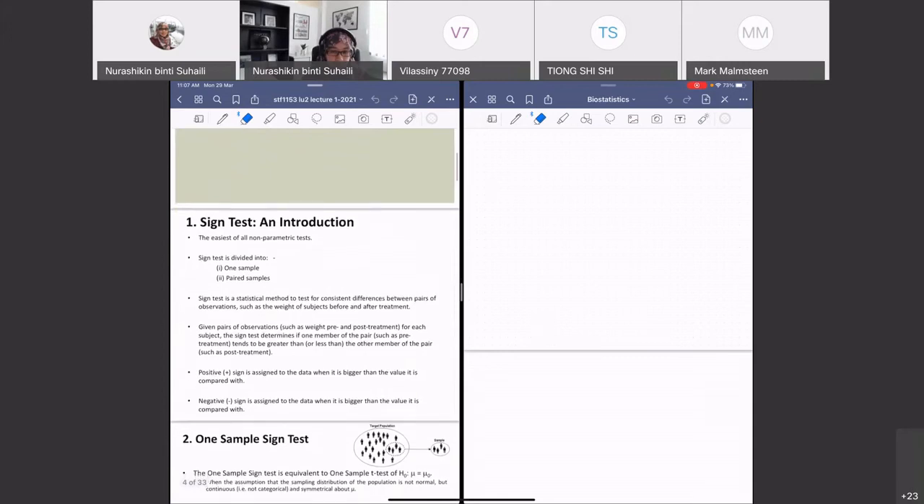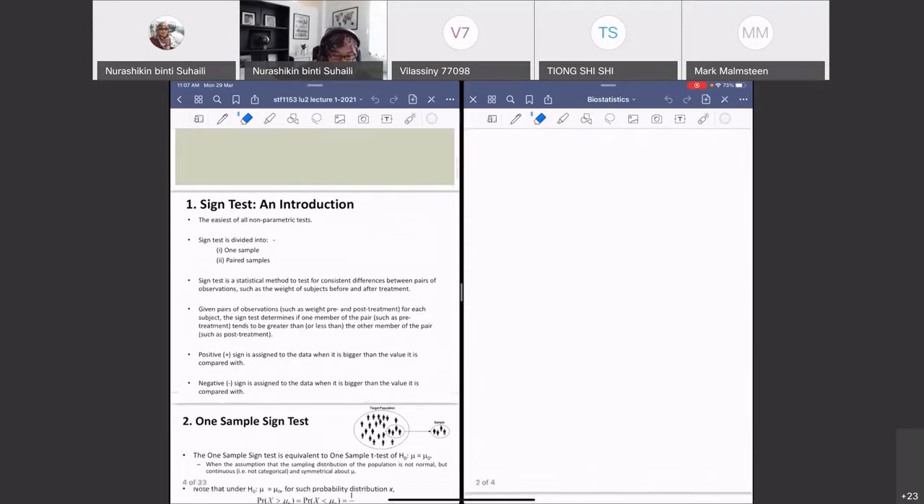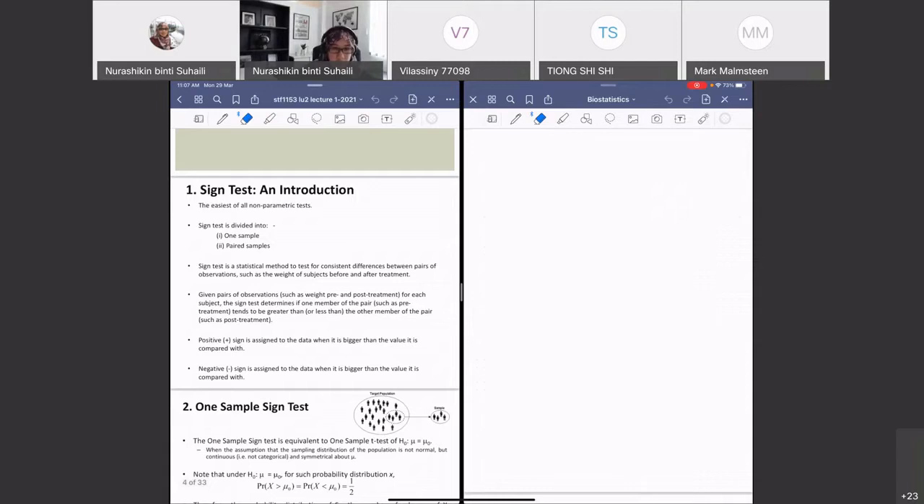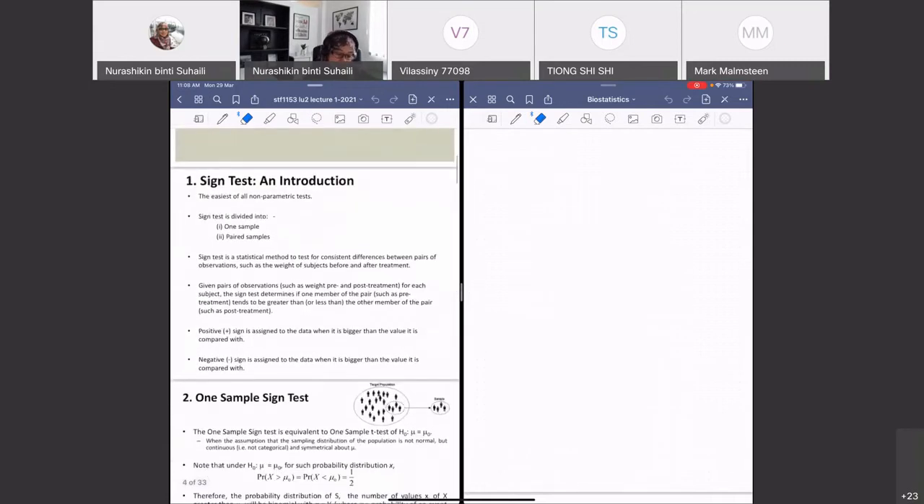Can you see the slide? It's a bit smaller than usual because I want to have the notebooks beside it for me to scribble. I hope it's readable.